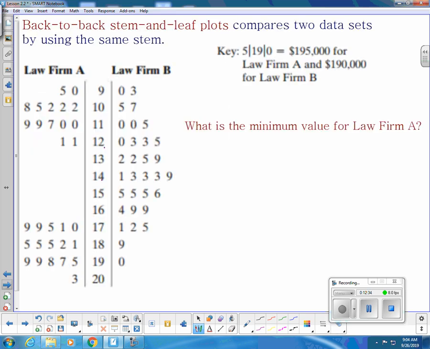Okay, so this is a back-to-back stem plot. So you have the same stem, but your leaves are going in opposite directions. So the minimum value for law firm A is here. The minimum value would be 9|0, and it's in thousands. So $90,000 is the minimum for law firm A. Okay? So back-to-back stem plots are really nice to compare two similar sets of data.